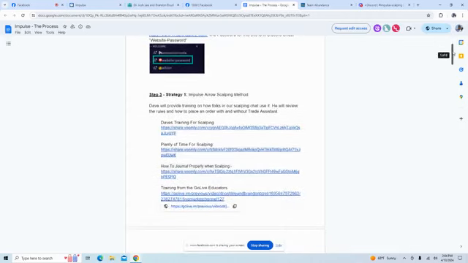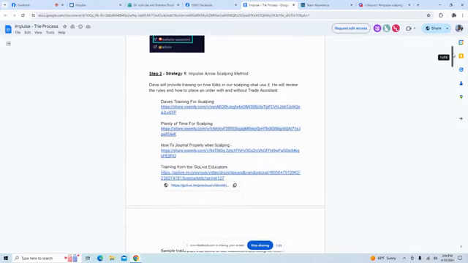And then we have the strategy number 1. Remember, I told you at the beginning of this video, we have 3 strategies. Strategy number 1, impulse arrow scalping method. Some videos here. Okay? So we direct you exactly where to go. This one, how to journal properly when scalping. Now, you'll see in our training we want you to do a journal.